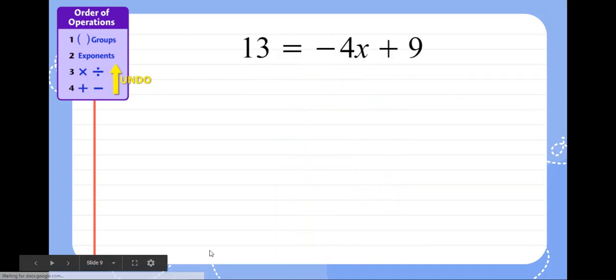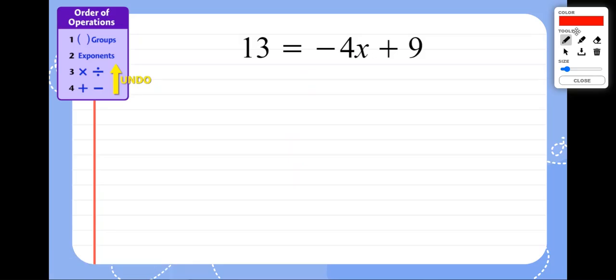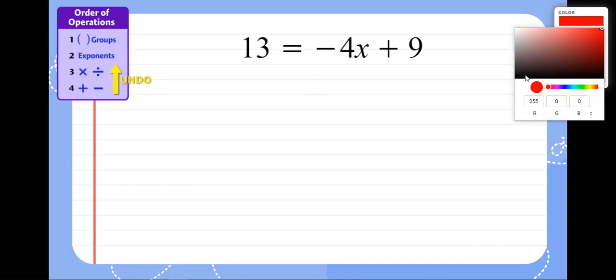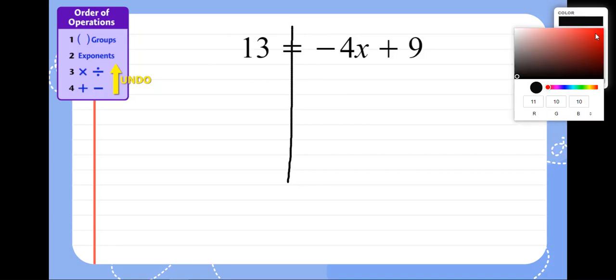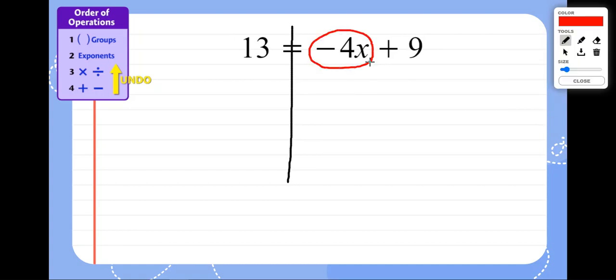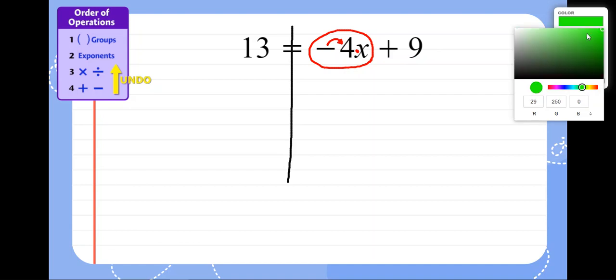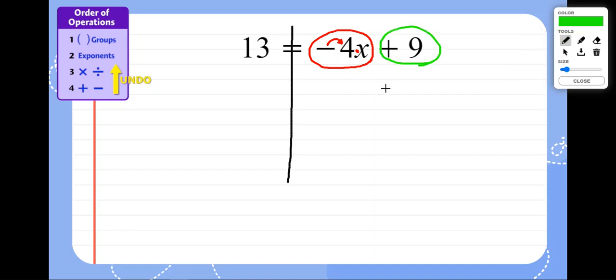Now let's try a more challenging example. You may have noticed that for this problem, the value of x is on the other side. So instead of solving on the left side like we did before, the x is on the right. So that's the side where we need to get the variable alone by working on it. And we have a negative 4 being multiplied by x. Remember, this minus sign has to go with the number in front of it. And we have a plus 9.